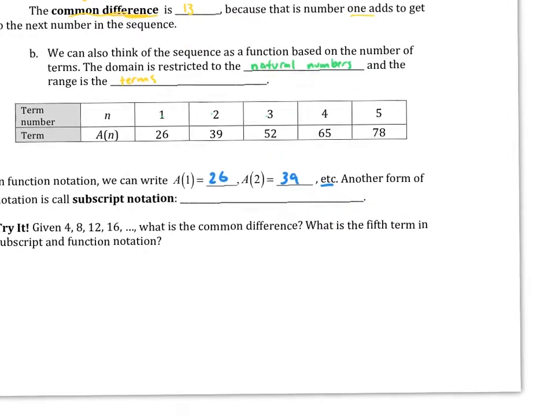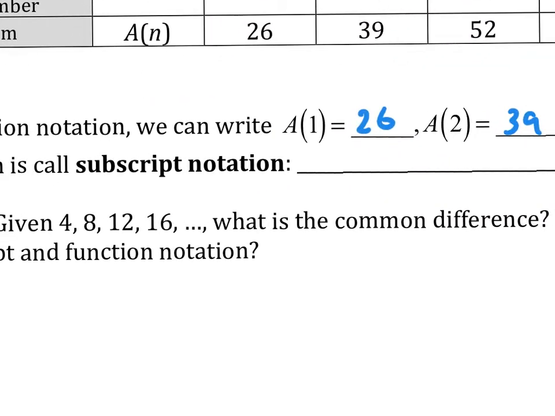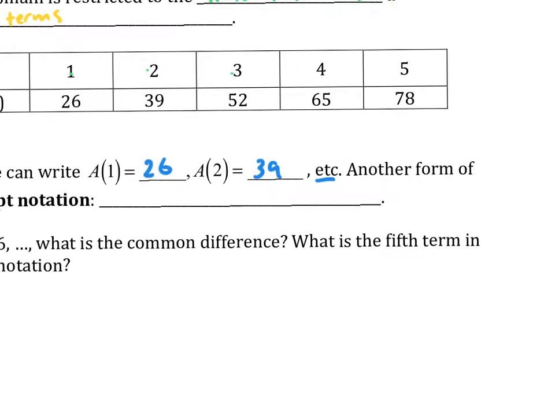Another way we write that is with what's called subscript notation. And we just write it like this. A with a small 1 down below is 26. And so we just call this my first term is 26. Continuing on, my second term with a small 2 is 39. And I can go all the way to my fifth term, which is 78.